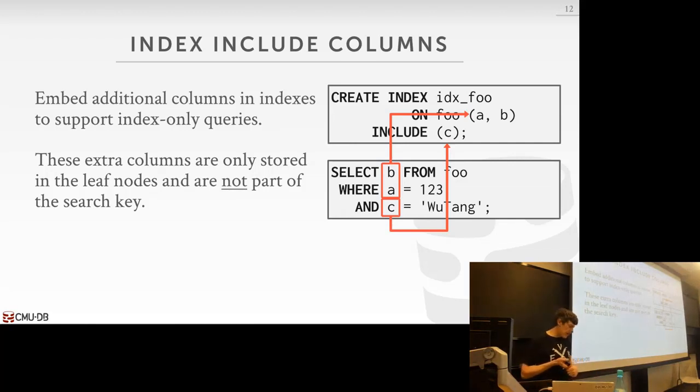This one's more rare than the covering index support. A lot of systems support partial indexes. Slightly fewer systems support covering indexes. This one is even more rare. I think Postgres 11 is going to add this or has it now. SQL Server has it, but MySQL doesn't support this and Oracle does not support this.